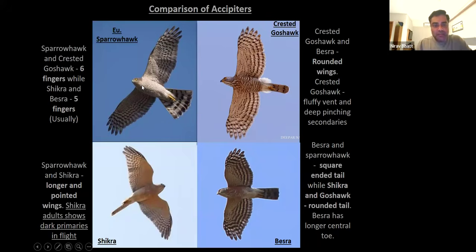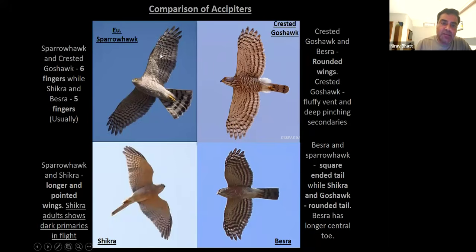Now we'll focus on Sparrowhawk. Very long wings. It has the longest wing of the 4 and 6 fingers. The tail in flight is spread, so it looks roundish, but when it is closed while flying, it has a straight tail edge. It's a square-tailed bird. Absence of gala stripe, prominent fine barrings throughout. It makes it a Sparrowhawk.